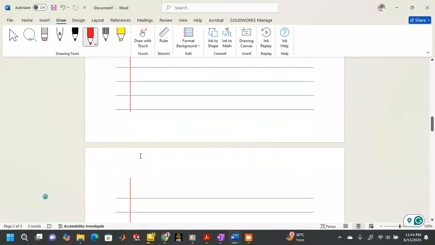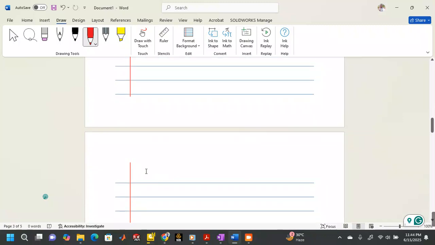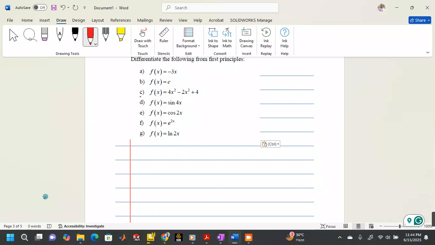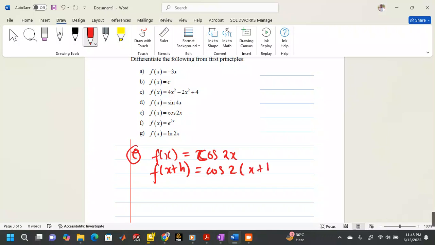So let's answer the last part, the cosine. You've answered the sine function. Now we come to the cosine, part e. Part e says f of x. We know f of x is equal to cos 2x. Now we get f of x plus h. Where there is x, we put x plus h. So cos 2(x plus h). We expand this; it's the same as cos(2x plus 2h).